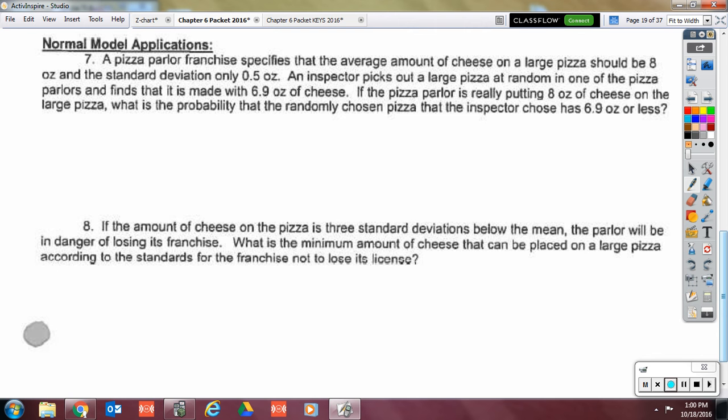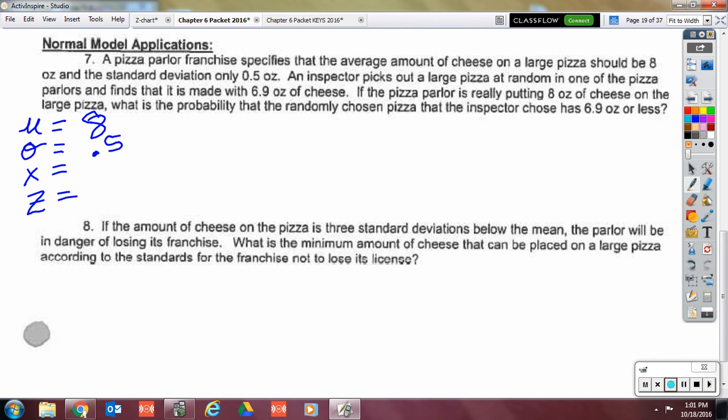Whenever we get to our word problems, you pretty much always want to start out writing down the things that you need to get from this. So I always just start off with that, and I read through it. The Pizza Parlor franchise specifies that the average amount of cheese on a large pizza should be 8 ounces. The standard deviation is 0.5 ounce, half an ounce. An inspector picks out a large pizza and finds that pizza has 6.9 ounces of cheese.